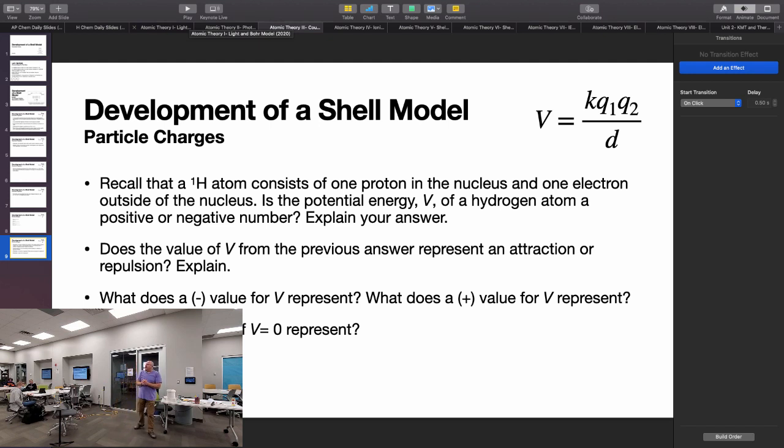If I had sensitive enough equipment, would I be able to detect the magnetic field of a magnet that's over there from the back of the room? Yes. But it's going to be teeny tiny. Okay?